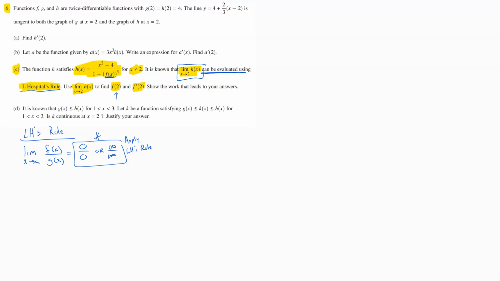So let's take a look at what this limit is and see what's happening. We're working with the limit they told us we could use for L'Hopital's rule. So the limit as x approaches 2 of h of x. Well, h of x is this equation here. So instead of putting in h of x, we're going to put in x squared minus 4 over 1 minus f of x to the third, and that all is going to equal. So we look at this, and what you'd want to say is, how do I know which of these two situations I would be in?